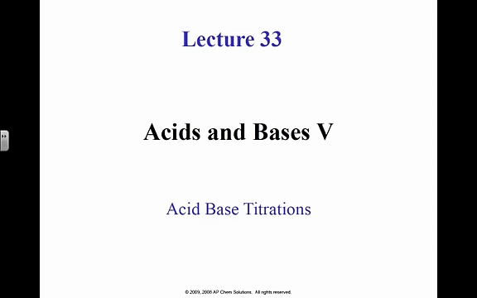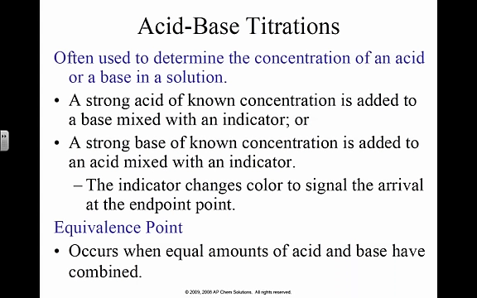This week we're going to concentrate mostly on acid and base titrations. If you'll remember, a titration is when you take a solution of unknown concentration and you're trying to figure out the concentration by using a solution of known concentration. We often do this when we're dealing with acids and bases. A strong acid of known concentration is slowly titrated into a base mixed with an indicator, or you can have a strong base of known concentration added to an acid mixed with an indicator.